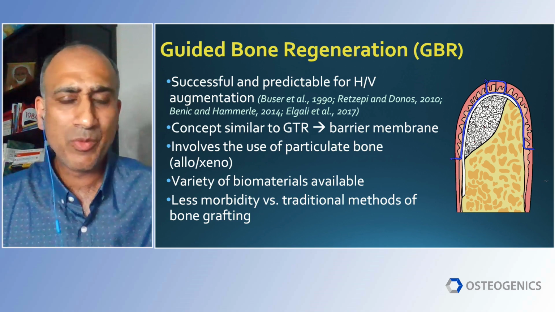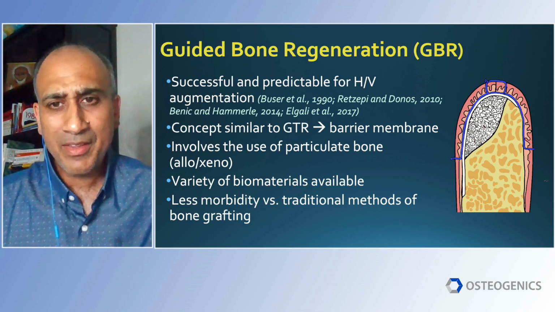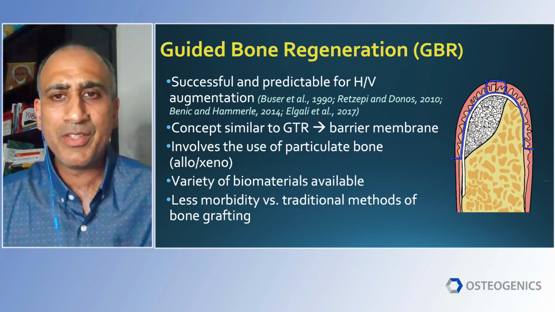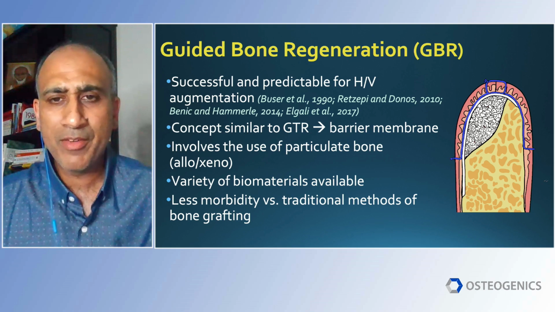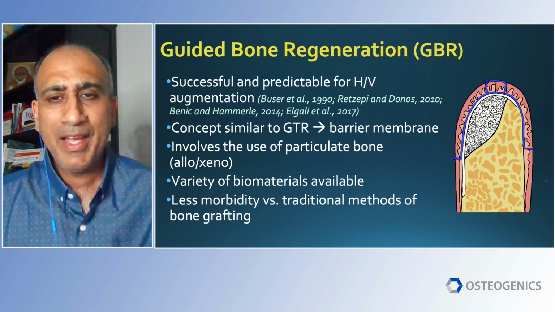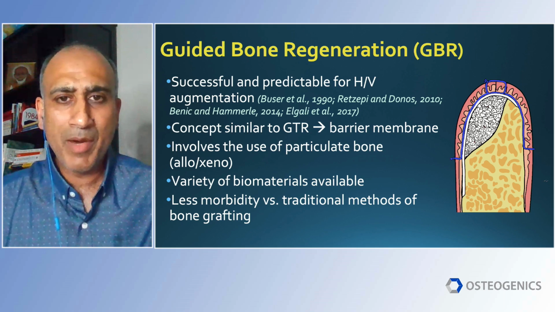With GBR, you're really not at risk of devitalizing anything. Yes, there are certain anatomic nuances that you have to be aware of, such as where the mental nerve is, et cetera, but it is a much less morbid procedure, and it's quite predictable.